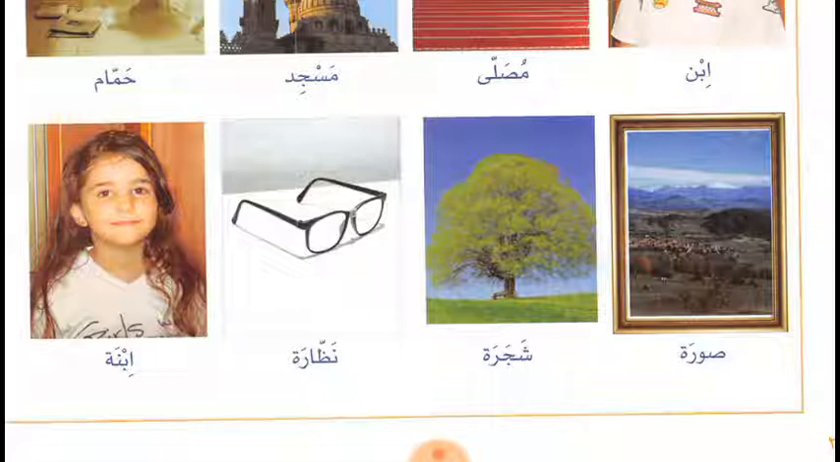أين الإبنة؟ هذه هي الإبنة. Okay, when this ta marbuta is written at the end of the word, it is pronounced as ha. So we will pronounce these words like this: sura, shajara, nazara, ibna. Okay.